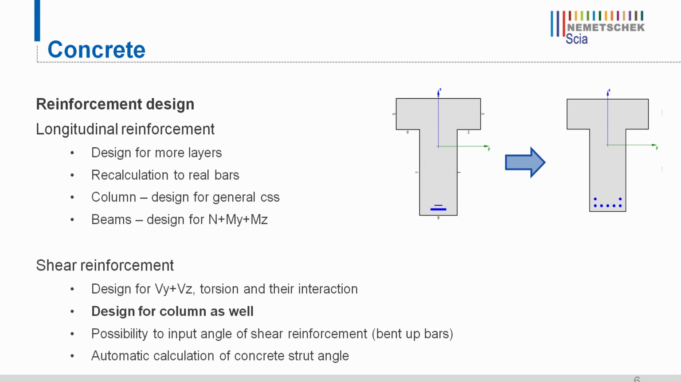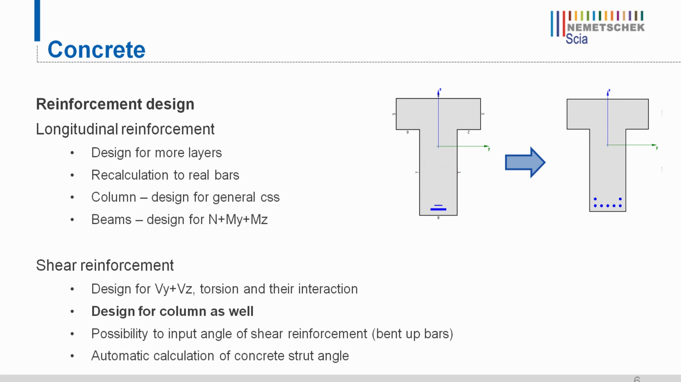So the reinforcement design for the longitudinal reinforcement can be done for more than one layer if this would be necessary. There's a recalculation of the statically required reinforcement into real bars. For columns, there's now design for arbitrary shape of the cross-section. And for beams, there's also taken into account the bending moment with respect to the z-axis. So the previous solution respected just one moment, that around the y-axis. So now the reinforcement can also display it for each axis.